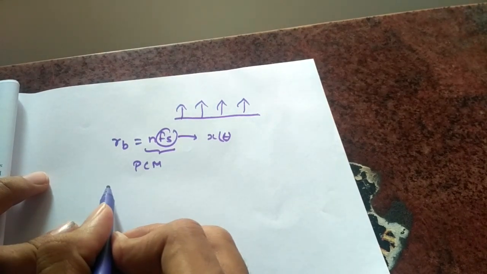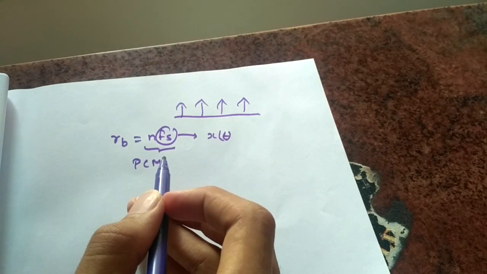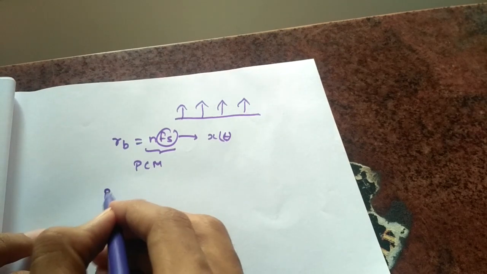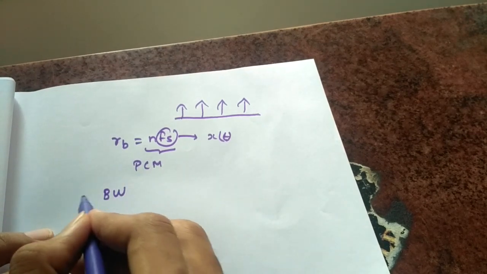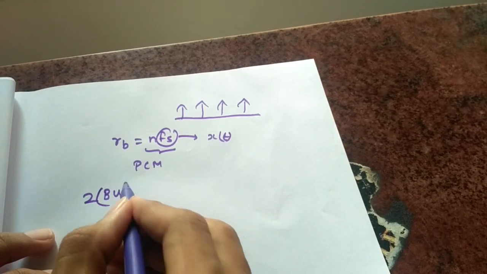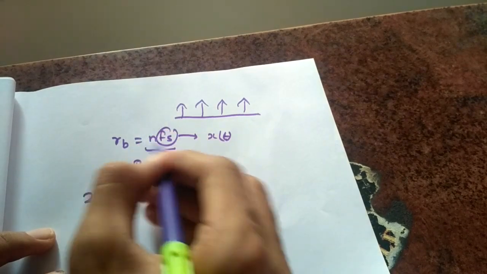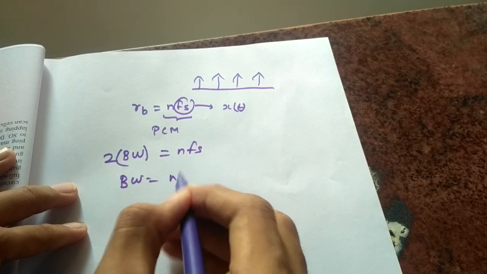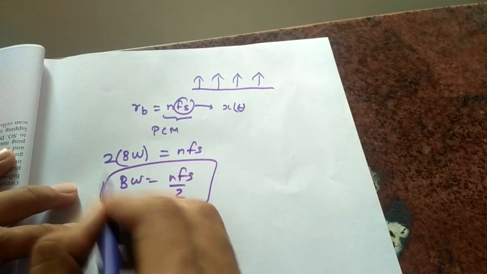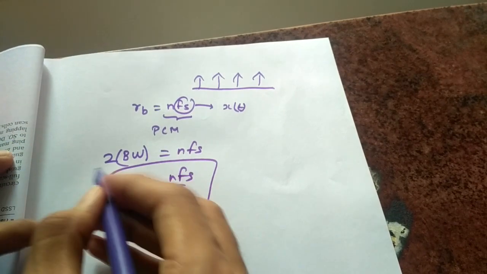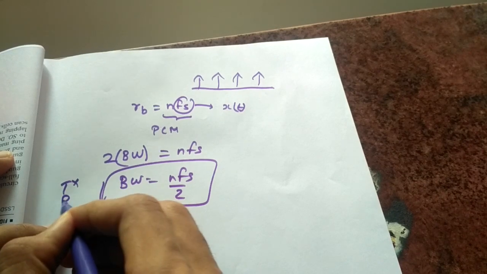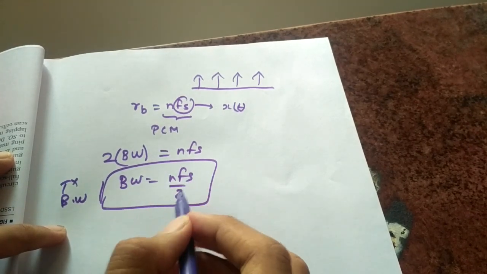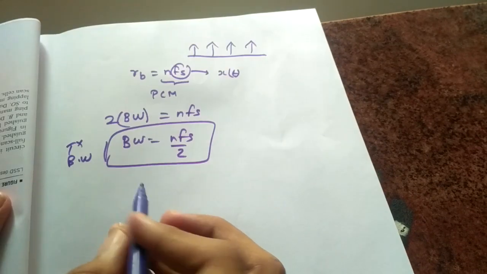So now we suppose that the bandwidth of our PCM signal is BW. As per the Nyquist criteria, what is the sampling frequency of that? It is twice BW, and twice BW must be equal to this nFs. So we got the bandwidth as nFs by 2, right? So this is the transmission bandwidth. Mind that this is the transmission bandwidth required for PCM transmission, right?